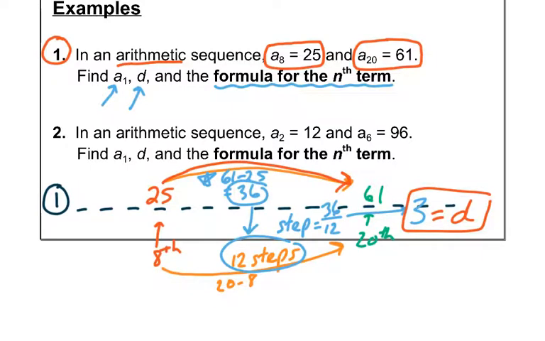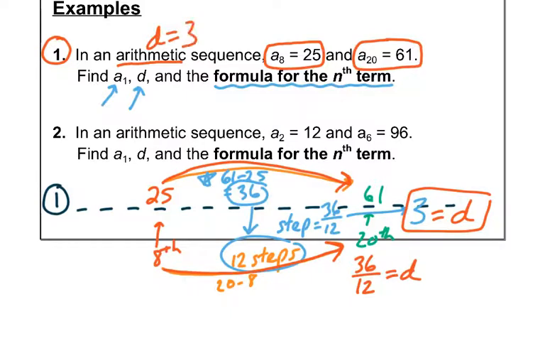And we did 61 minus 25. But in how many steps? So we looked at the fact it was the 8th term going to the 20th term, and that was 20 minus 8, 12 steps. So I traveled 36 in 12 steps, and that gives me my D value. All right, D is done. I've got D equals 3.